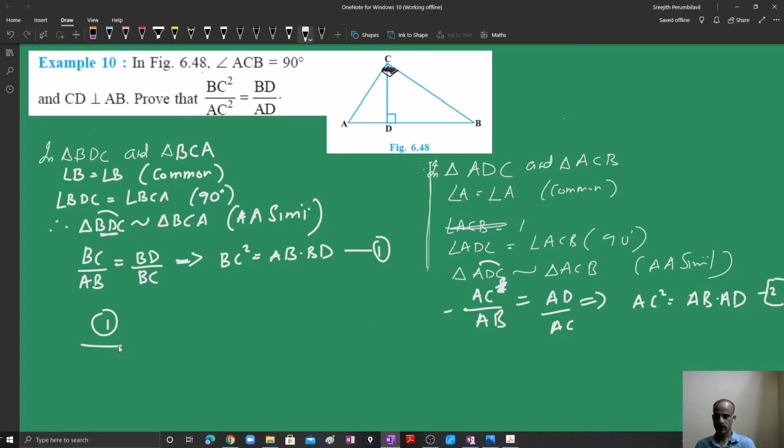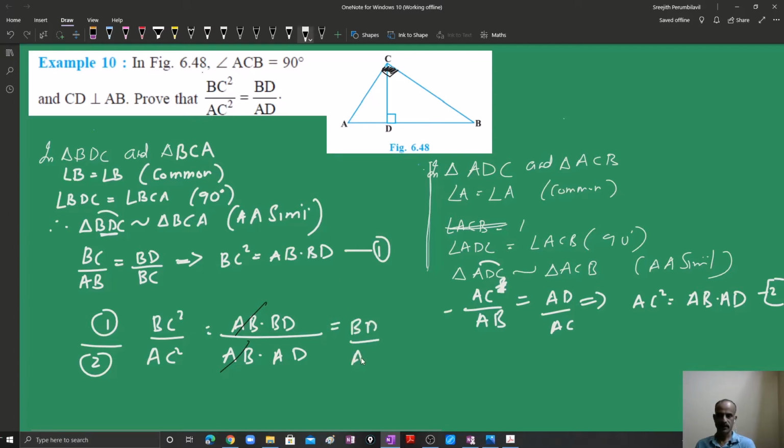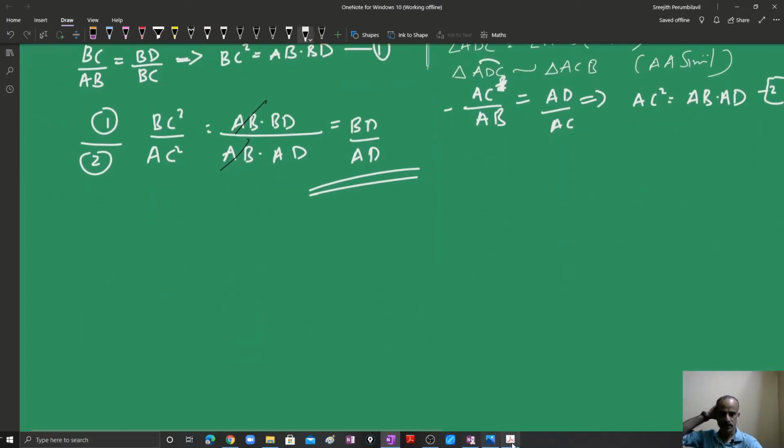Now we have 1 divided by 2. BC square by AC square is equal to AB into BD divided by AB into AD. We cancel off AB and AB. What remains is BD divided by AD, and that's the proof. So that is example 10. It's a potential board question, can be asked.